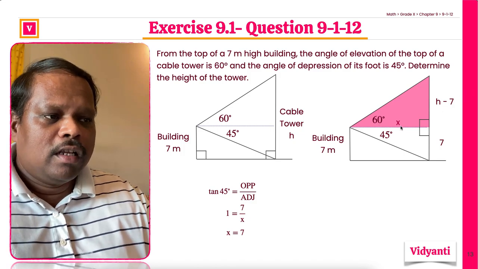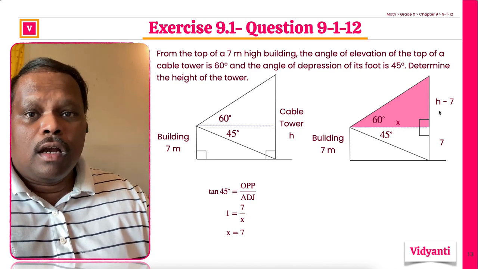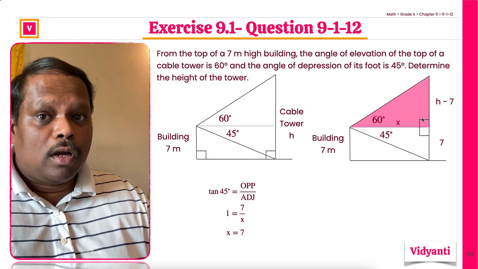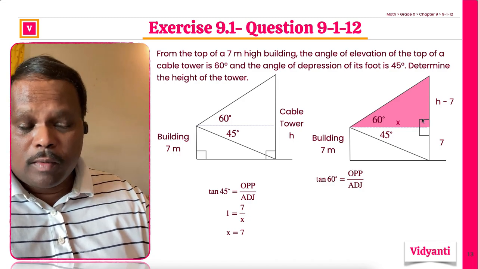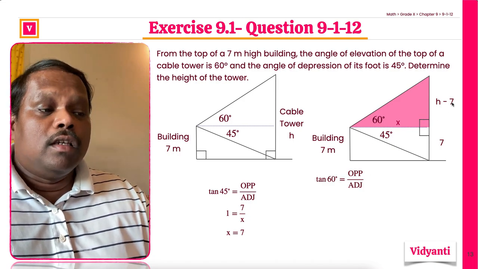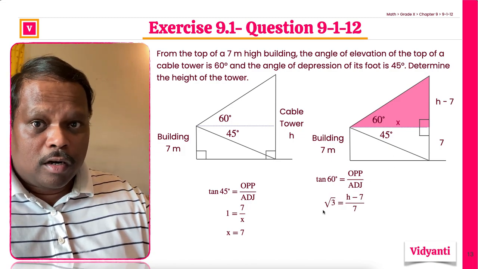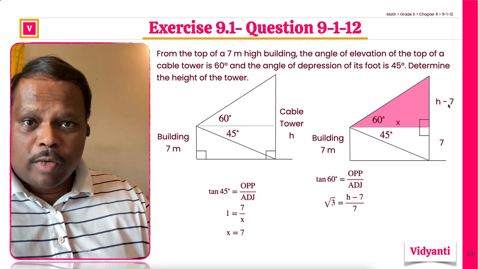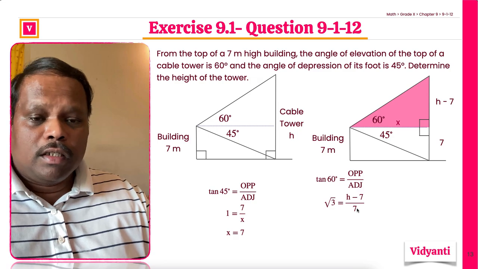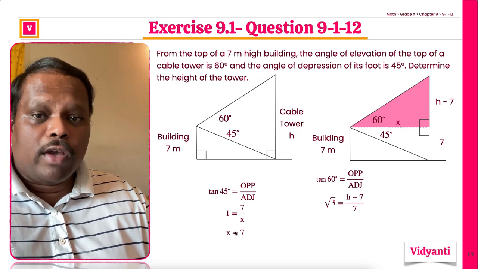Now we can go to the second triangle, and again for this 60 degrees, h minus 7 is the opposite side, x is the adjacent side, so we are again correlating opposite with adjacent. So we are again going to use tan, but this time for 60 degrees. Tan of 60 degrees is opposite over adjacent. From the standard trigonometric ratio tables, tan 60 is root 3. Opposite is h minus 7, and adjacent is 7. Why? Because we have already calculated the value of x.